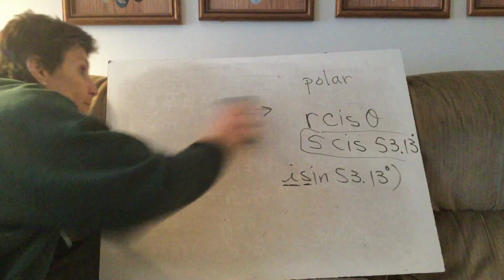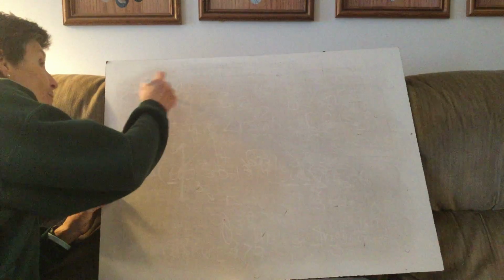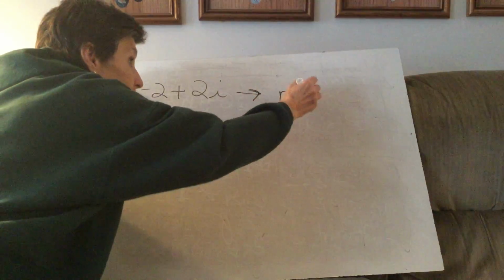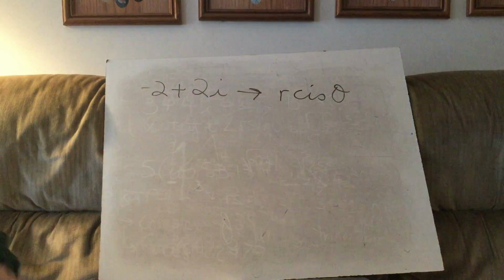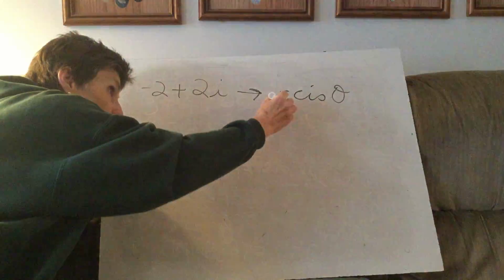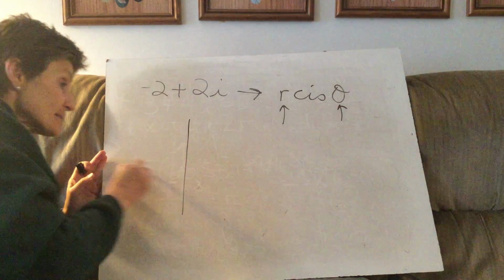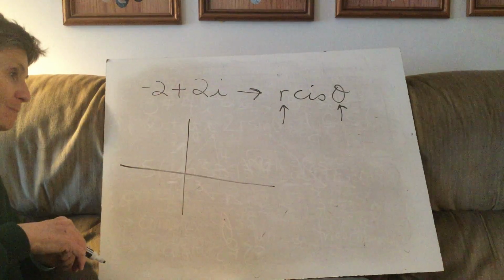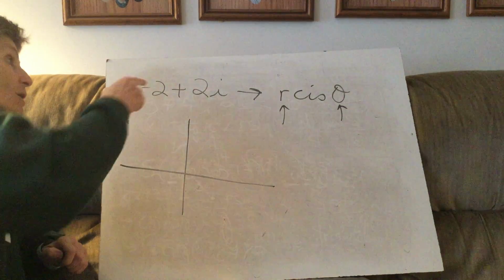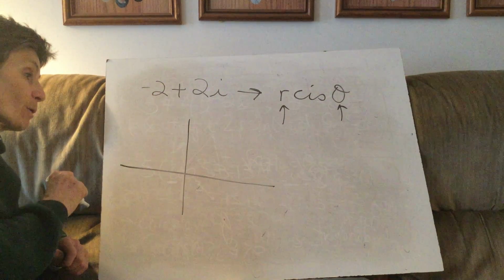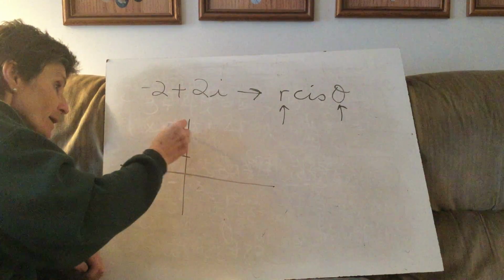All right, let's try another one. Next, we have -2 plus 2i. And we're going to change that into r cis theta, which means we have to find r and we have to find theta. And we're going to do that the same way we did it a couple days ago, the way we just did it a minute ago. We're going to draw a picture of this number. So we're going to go left 2 and up 2.